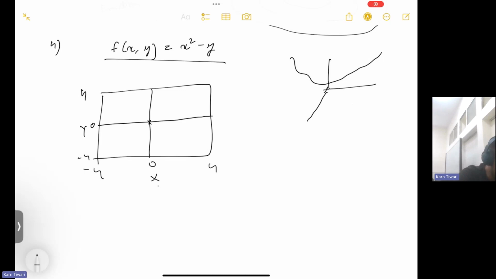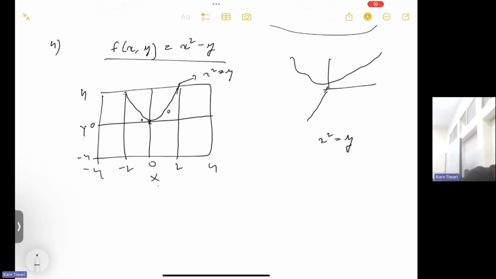Okay, and this whole function will be 0 if x square is equal to y. So between the domain -4 to 4, if my 2 is there, it will be like something like this, where this will be 2, this is -2. This is the equation of x square equal to y, and this function value is 0 throughout this point.